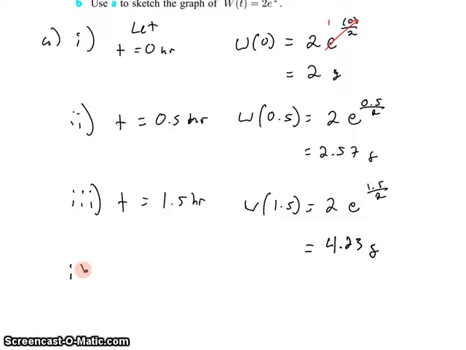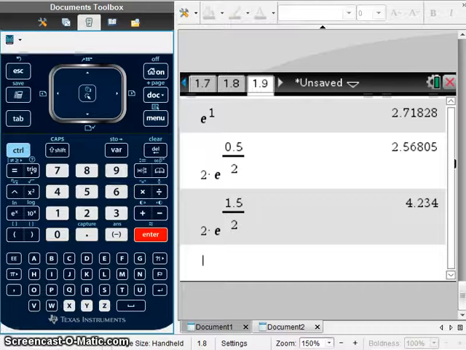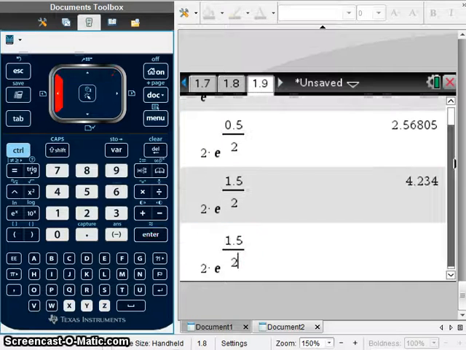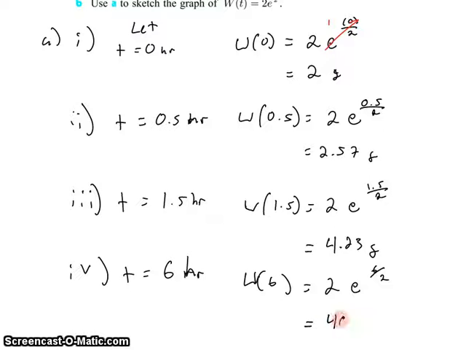Finally, part 4. We're going to let the time be equal to 6 hours. So we want the weight at 6 hours. That's 2e to the 6 on 2. That's e cubed, but still that's not something we can calculate in our head. So we'll still turn to the calculator to solve this. 6 on 2, 40.17, 40.2 grams. Okay. So definitely growing. 2 to 2.5 to 4.5 to 40.